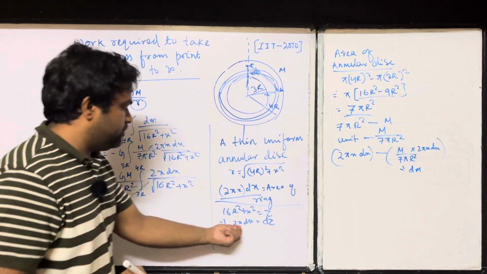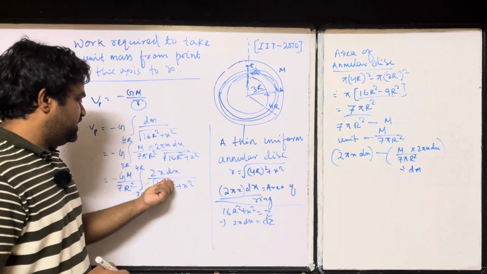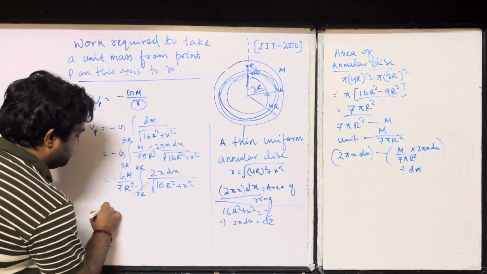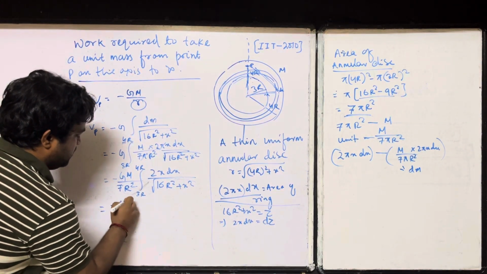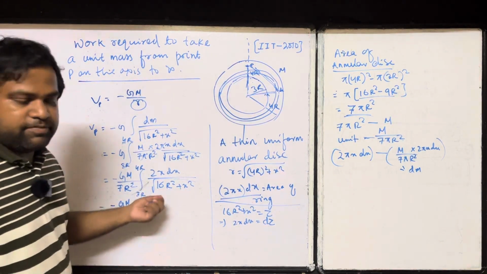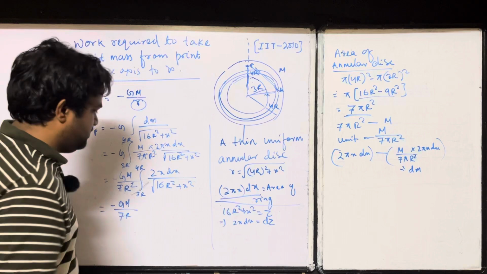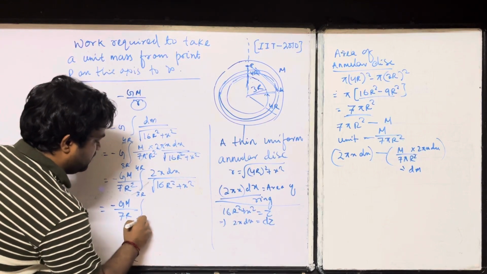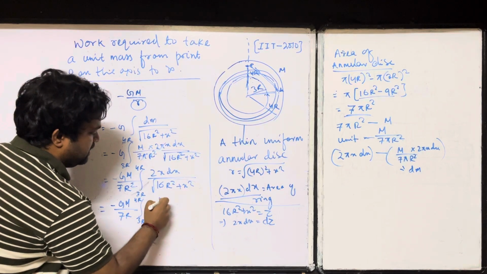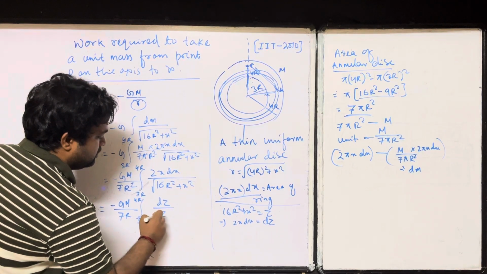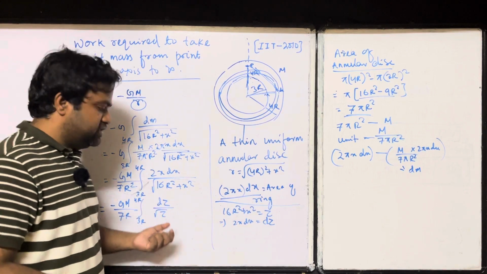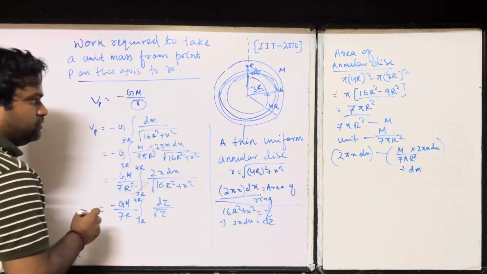Now if we convert this, it will be dz by root z, with GM by 7 r square outside. I am not converting the limit, because I will convert back to x again. So the limits are 3r to 4r, and this is dz by root z. The integration of dz by root z is 2 root z.